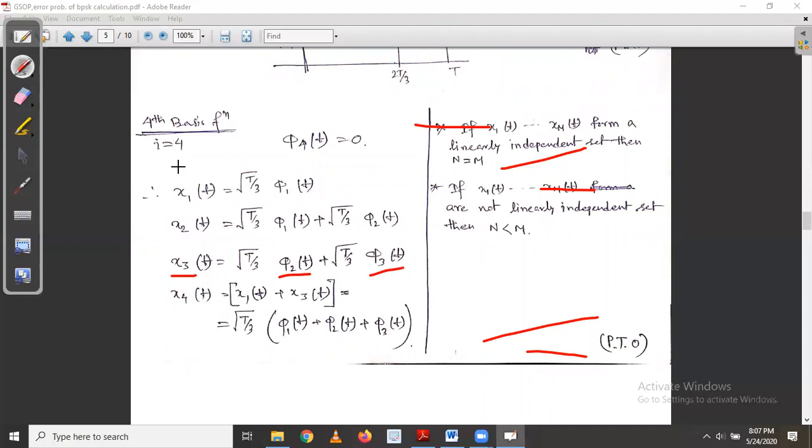Actually, we have to see the range of x2, and in that range, what basis functions are coming. Then we can conclude that x2 depends on those basis functions. Similarly, in the numerical, we have to see the range of x3, and in that range, which basis functions are coming. In the range of x3, phi 2 and phi 3, these two basis functions are coming. So the x3 signal depends on these two basis functions.